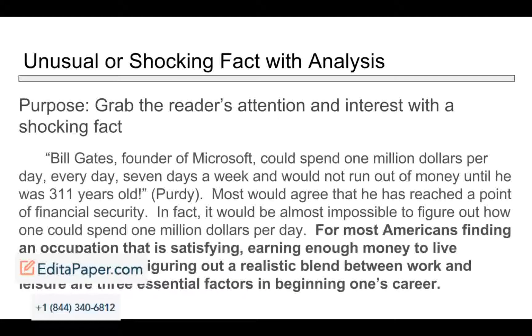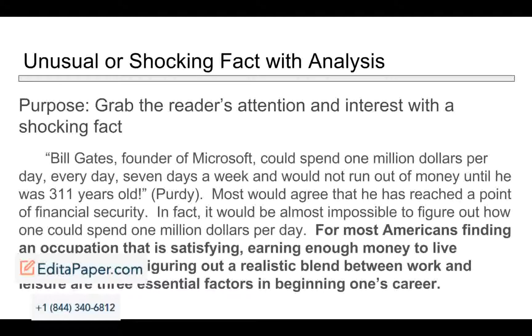So obviously this is a whole essay about why we choose the careers we choose, right? For most Americans, we want to be satisfied with our job. We want to earn enough money to live comfortably. And we want to have a nice blend of work and leisure, being kind of relaxing time. So those are three factors that impact the decisions we make about the jobs we choose. So those are what our 3 body paragraphs are going to be about.